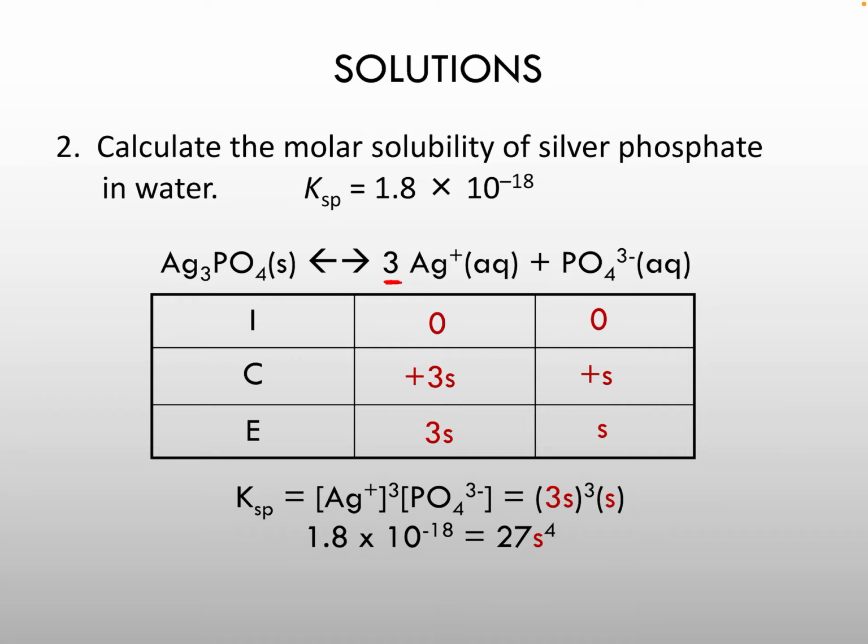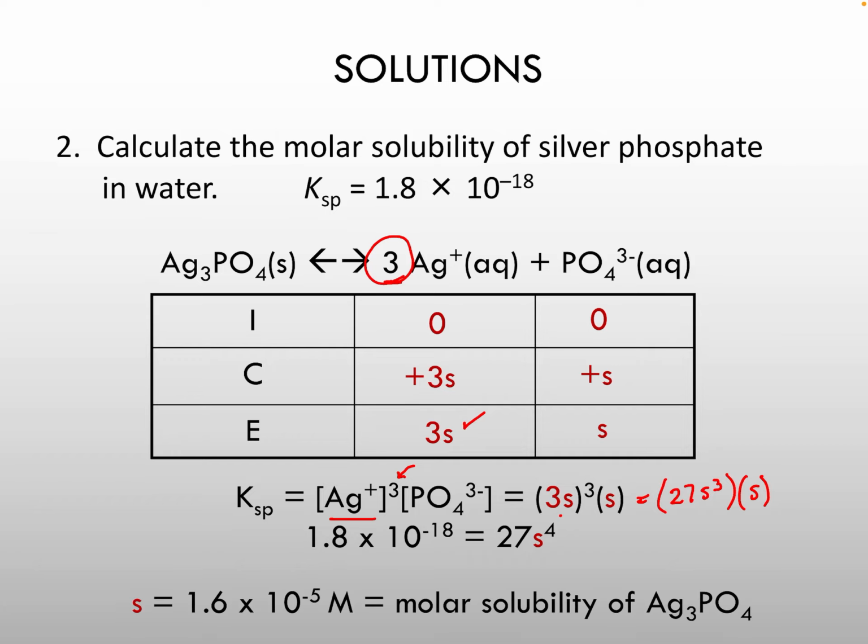So when we fill this in for our KSP, make sure, again, that you are using this 3 twice, right? We used it once here, and we are going to use it to cube the concentration of silver. When we write these KSP values, we're always writing our ions to the power of their coefficients. Okay, so then when we fill this in, we've got 3S cubed times S, which is 27S cubed times S, which gets us 27S to the 4th. So if we divide both sides by 27, and then we take the 4th root, then we can get our S value, which is 1.6 times 10 to the minus 5 molar, which is the molar solubility of silver phosphate.